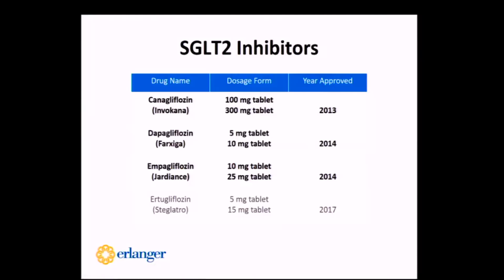Empagliflozin is Jardiance, again approved in 2014. It comes in both 10 and 25 milligrams. And then ertugliflozin, or Steglatro, is the most recent one, approved in 2017. There's not too much literature, but it is approved in the US, so there's a possibility you could see it. And that one comes in both 5 and 15 milligram tablets.